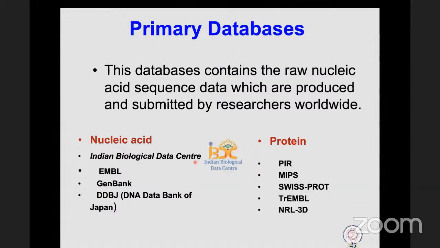India has its own biological data center where you can submit anything, right? Like NCBI, where you can submit protein, nucleotide, structure, or phenotypic, genotypic, everything you can deposit here, to address the IPR, the intellectual property rights. Okay, so the primary database contains only the raw data which are produced and submitted by researchers worldwide. For protein, there are PIR, MIPS and other databases.